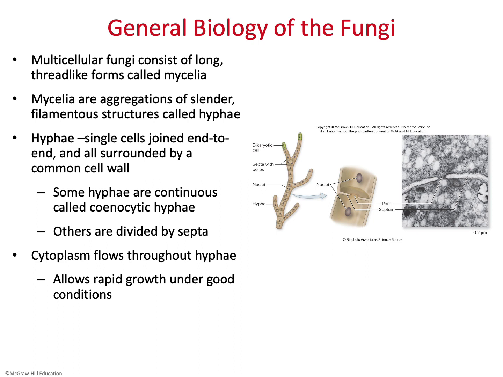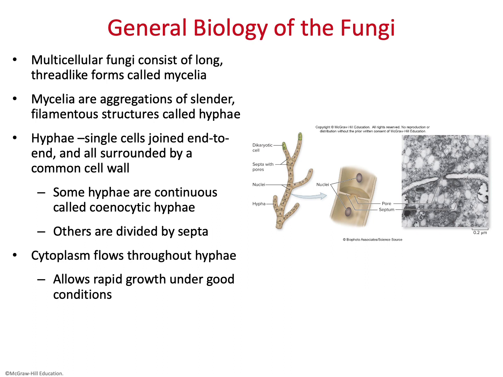Fungi grow in two basic ways. One is as unicellular forms such as yeast, or they can grow as multicellular thread-like forms called mycelia. So when you see a fungus growing on a piece of bread, the white thread-like stuff is actually mycelia. Mycelia are aggregations of slender filamentous structures called hyphae. These hyphae consist of single cells joined end to end and all surrounded by a common cell wall.